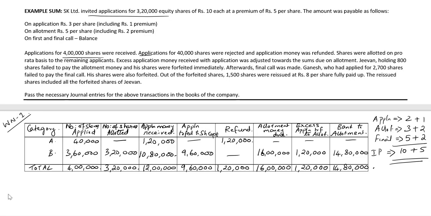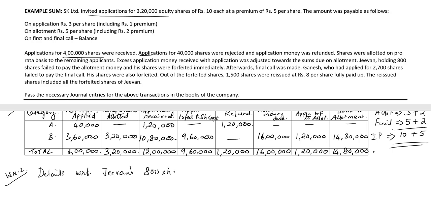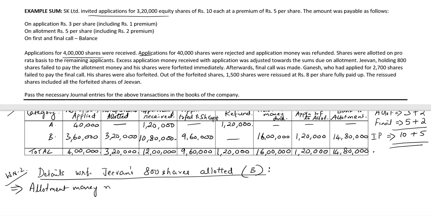Let's move on to the second working note. The second working note is details with respect to G1's 800 shares. He holds these shares, so it's shares allotted. And since shares have been allotted, he belongs to the B category. As per the question, G1 failed to pay the allotment money and his shares were forfeited immediately. So first let's find out the allotment money not paid by G1.